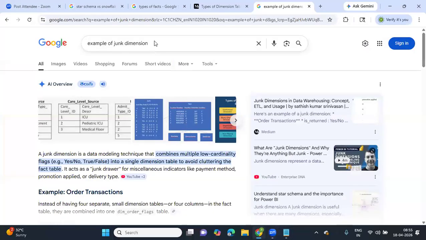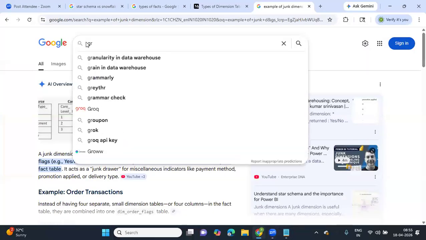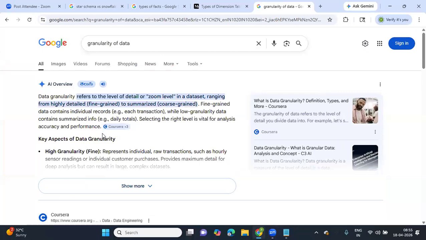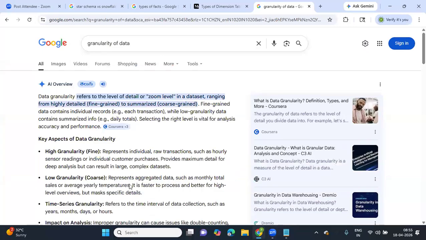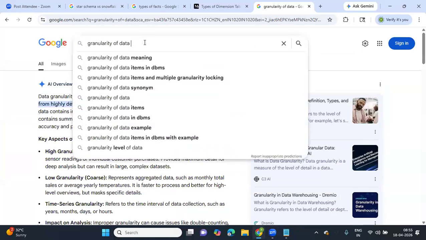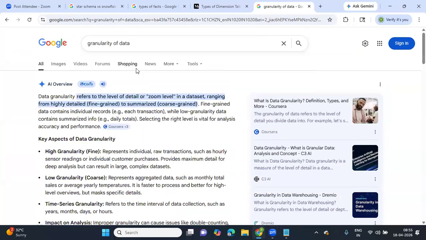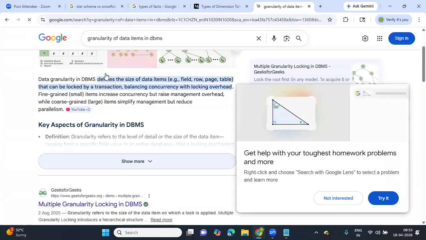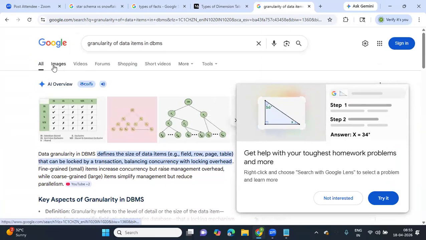Let's see with an example. Granularity of data. I'm looking for an example so that you will catch it easily.